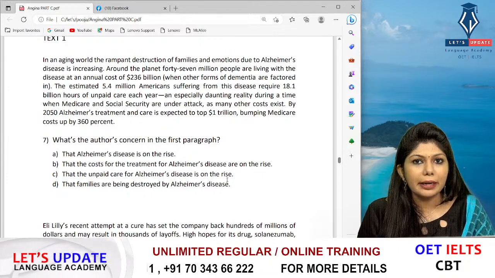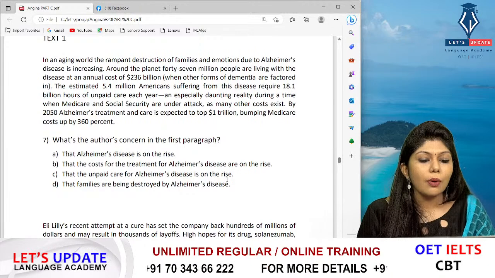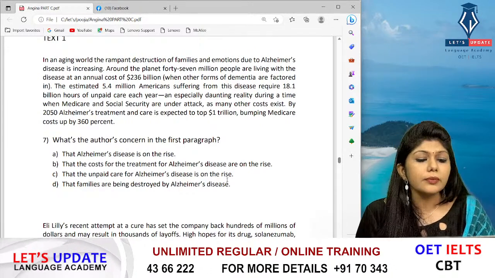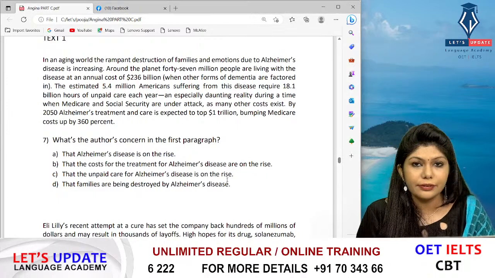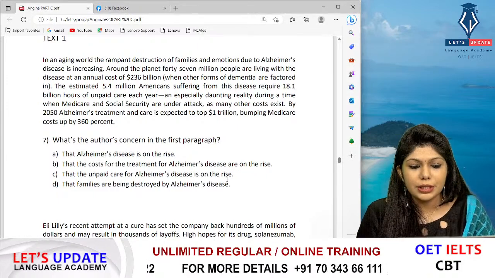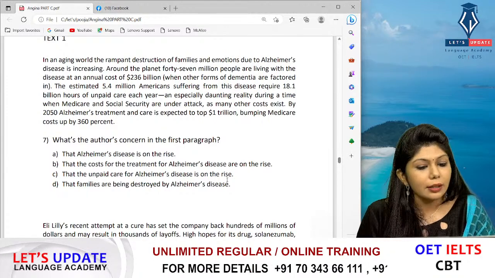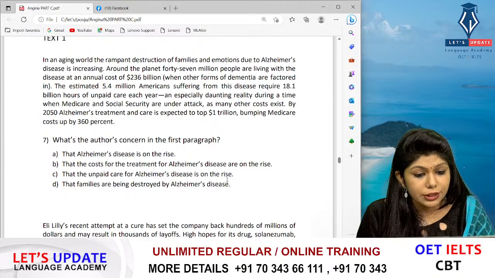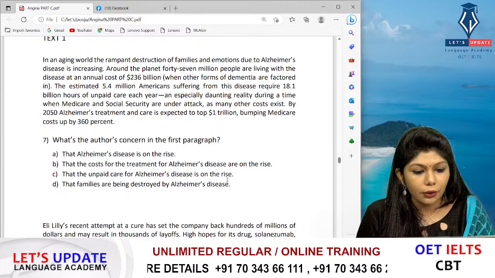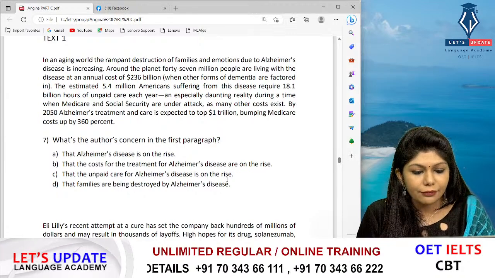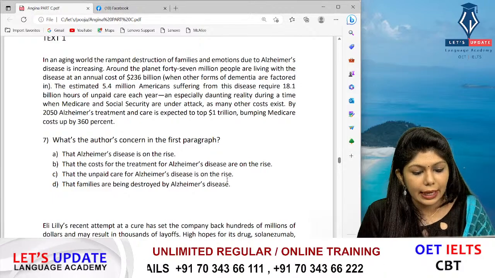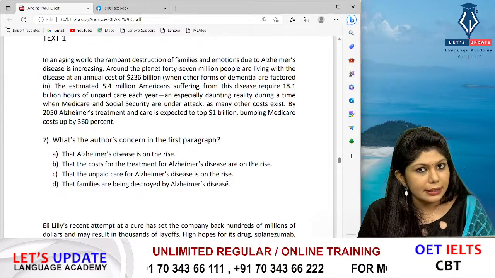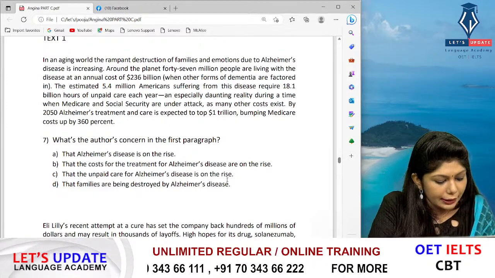So that was what the paragraph was about, and the question was, what's the author's concern in the first paragraph? There is some concern that the author has expressed in the very first paragraph, and you need to find that out. The options are A, that Alzheimer's disease is on the rise, B, that the costs for the treatment for Alzheimer's disease are on the rise, C, that the unpaid care for Alzheimer's disease is on the rise, and D, that families are being destroyed by Alzheimer's disease. These are the four options.